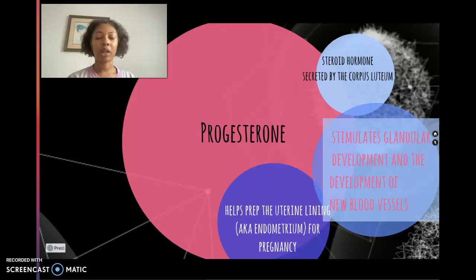It's going to trigger the lining to thicken, which will help it accept a fertilized egg. It will also prohibit the muscle contractions in the uterus that could cause your body to reject this egg. Also, while the body is producing high levels of progesterone, the body will not ovulate. This is important so your body will not produce another egg and allow it to be fertilized. So the egg that's already been implanted will continue to develop.